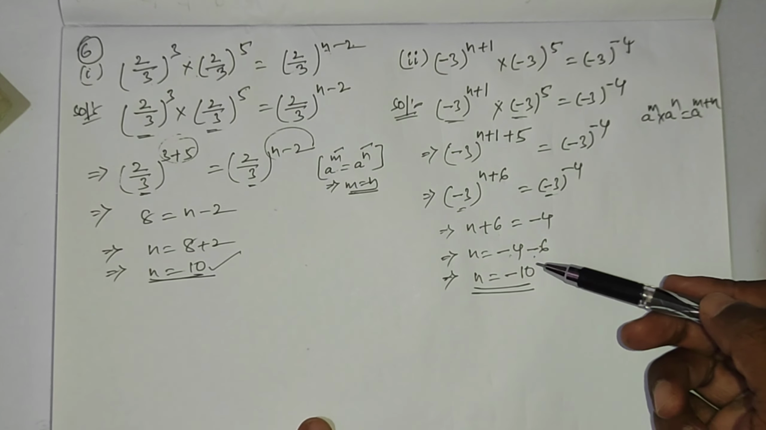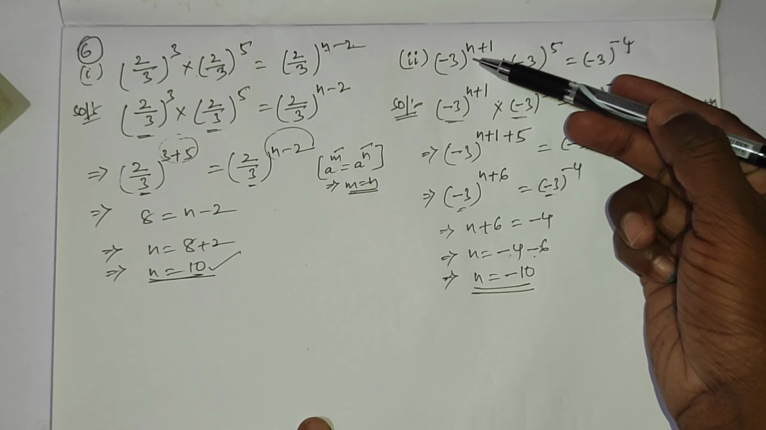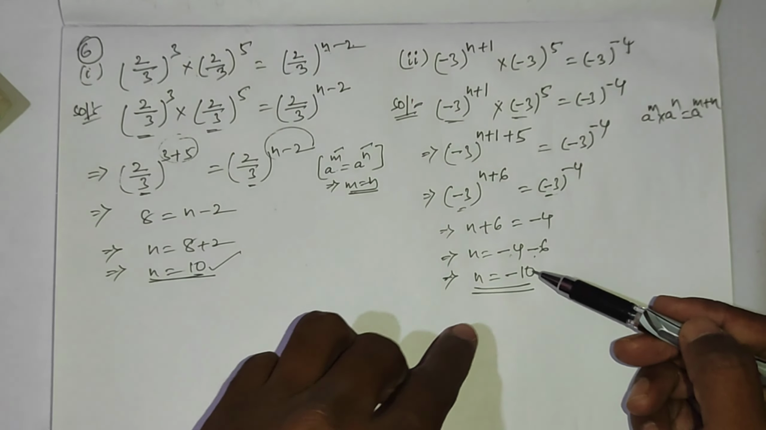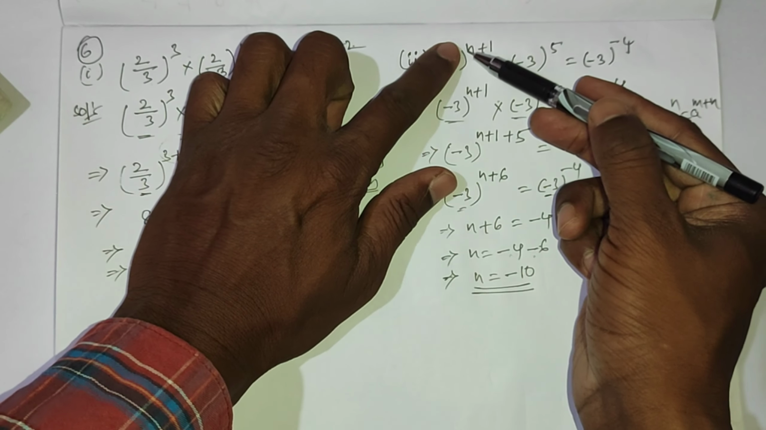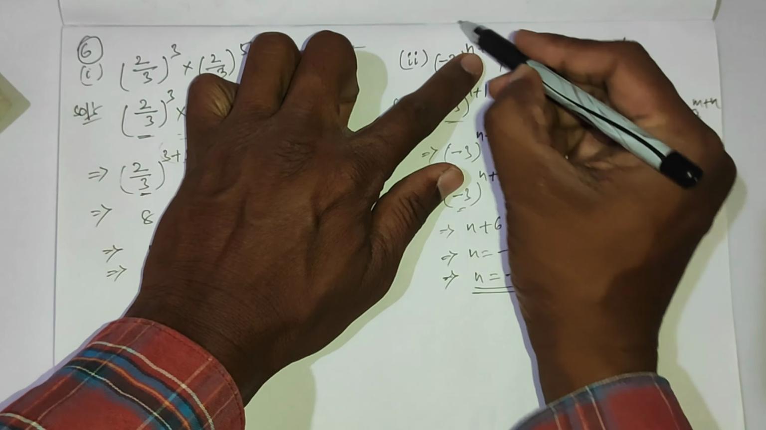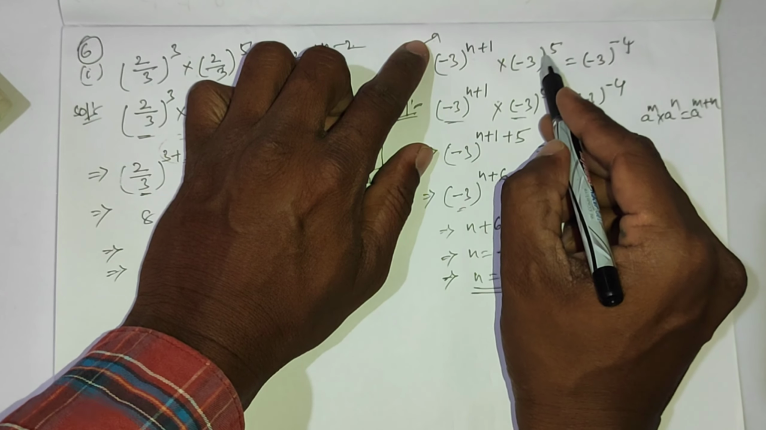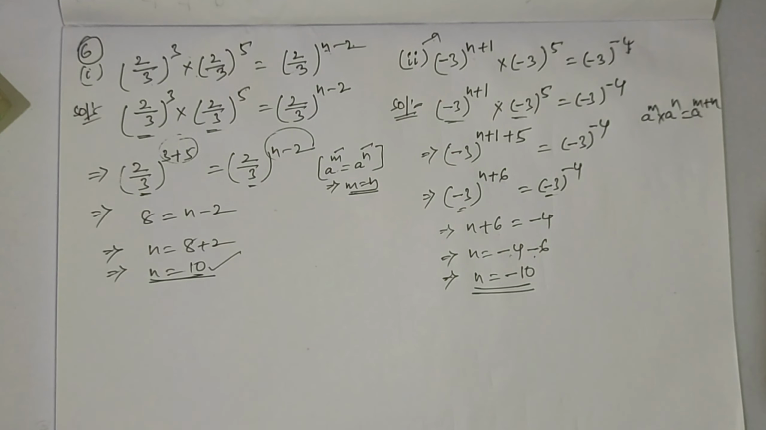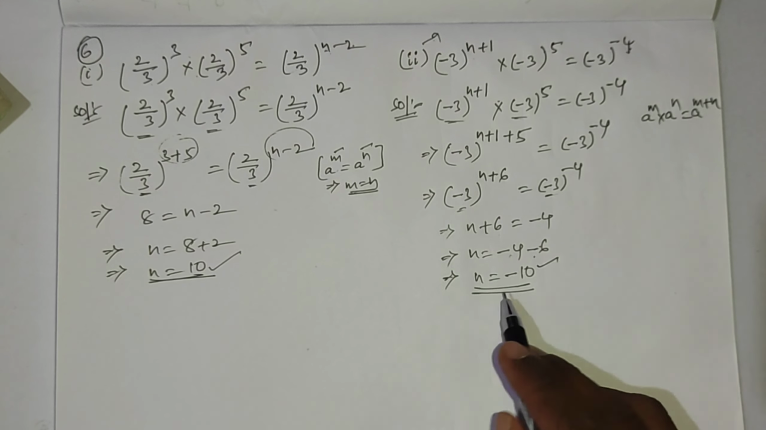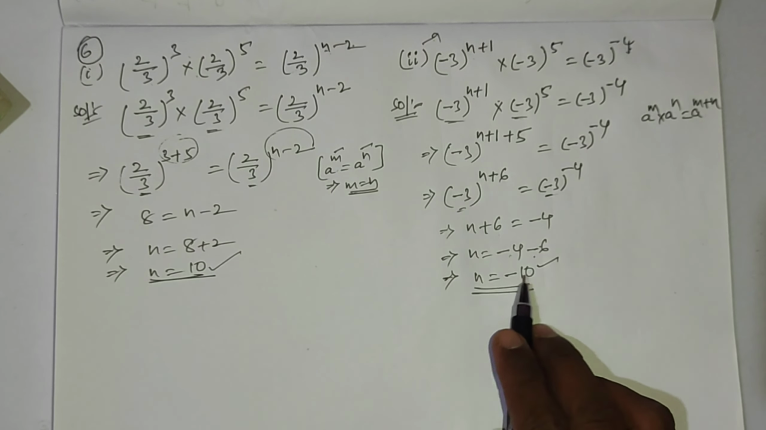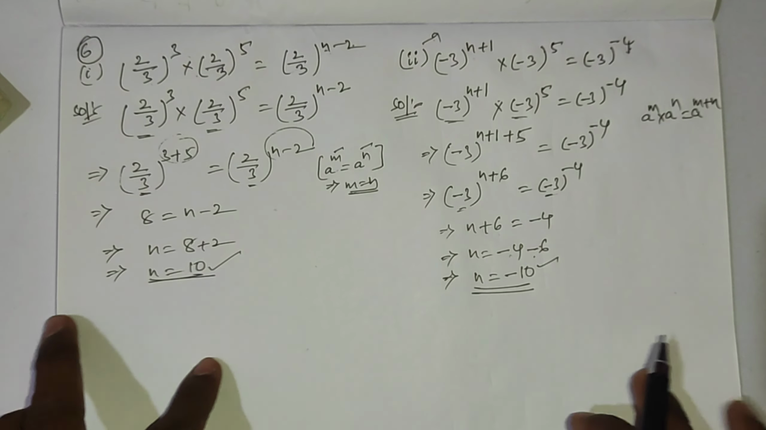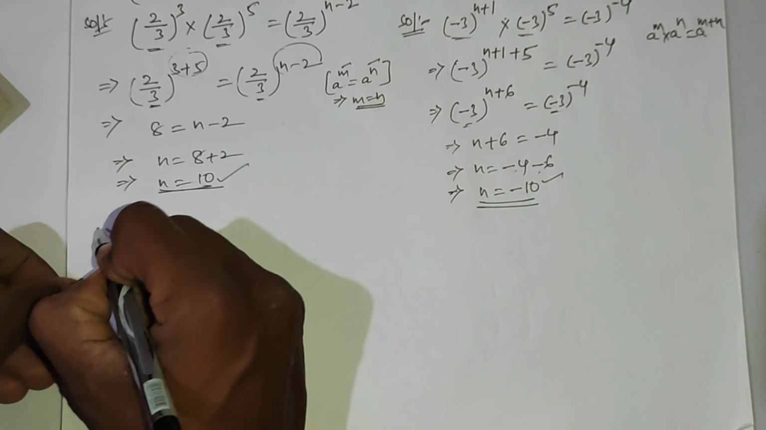If you replace n with minus 10, you will find that LHS and RHS are equal. You can check: minus 10 plus 1 is minus 9, and minus 10 plus 5 is minus 5... the sum is minus 4. Yes, LHS and RHS are equal. Therefore the value of n is minus 10. Is it clear? That's it. Now the next one, the third one.